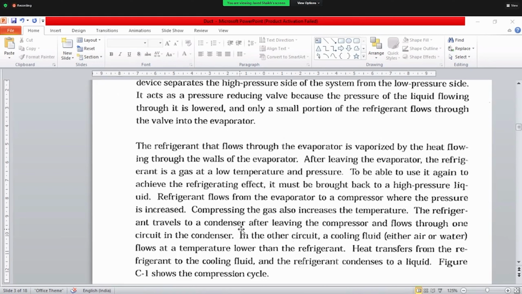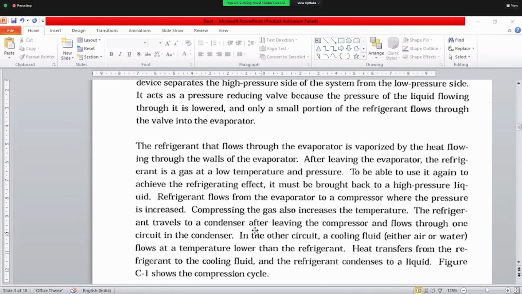The refrigerant travels to the condenser after leaving the compressor. So we are using a condenser. Why are we using a condenser? To reject the heat of the compressed refrigerant. So in the condenser, the heat is thrown to the atmosphere by using a fan, axial fans, or through water or air in the water cooled chiller.